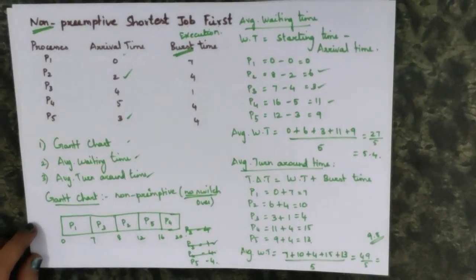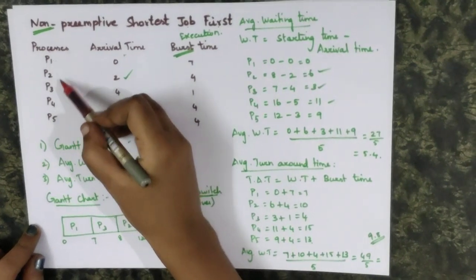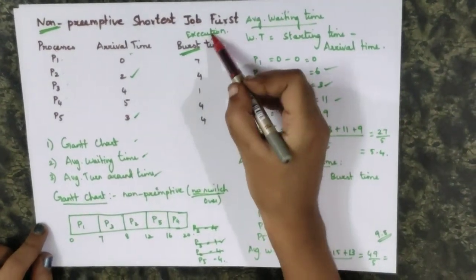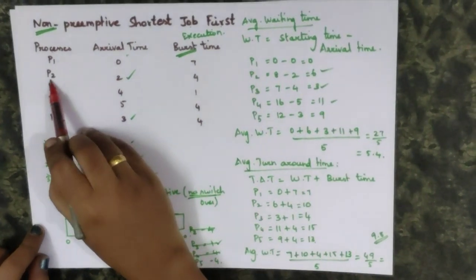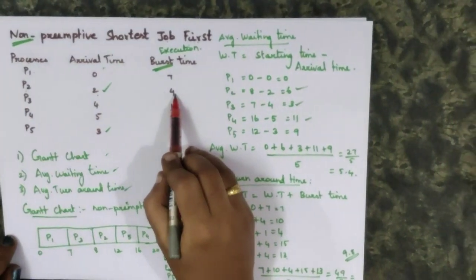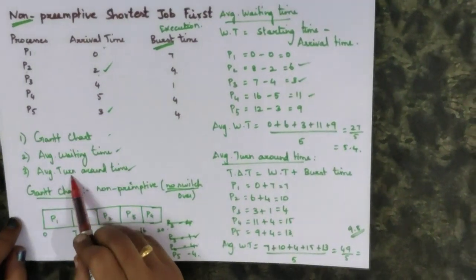These are our problems: process P1, P2, P3, P4, P5, and these are the arrival times and these are the burst times. Burst time means execution time. For example, process P2 arrived at time 2 and it needs 4 milliseconds to use the CPU. These are the three things we have to find.